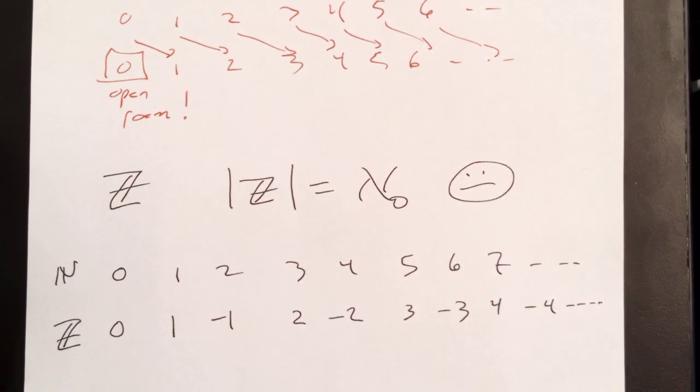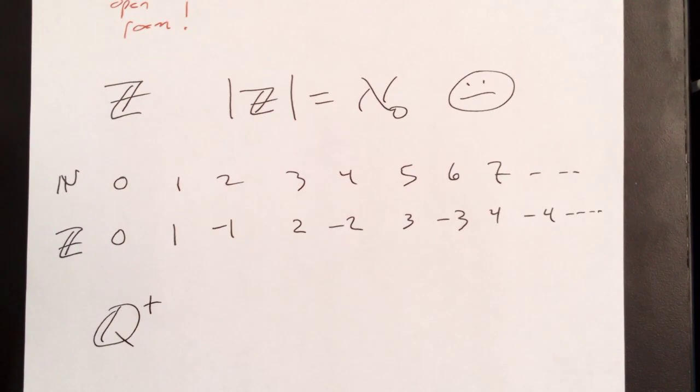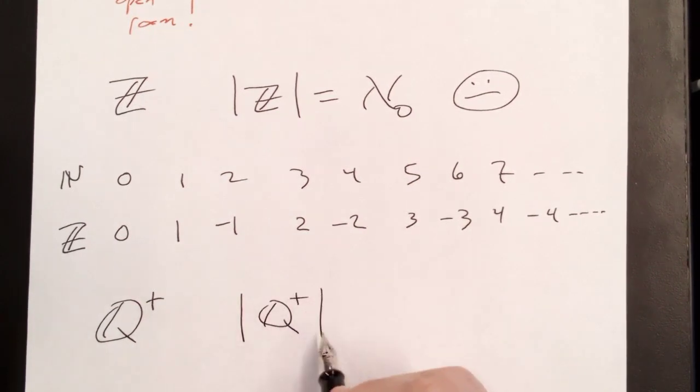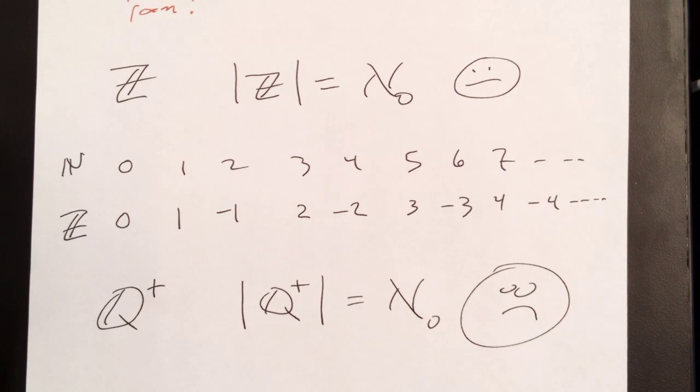I need more functions. I need more numbers, more numbers, more numbers. I know. Let's look at all the possible positive fractions. All of them. That's got to be a bigger set. Nope. You've got to be kidding me. I'm going to play the same game. I want to line up all the fractions in the right order so I can count them. How do I arrange the fractions?